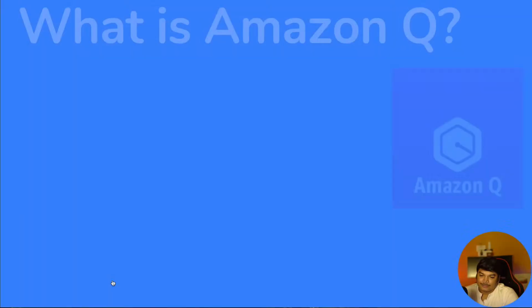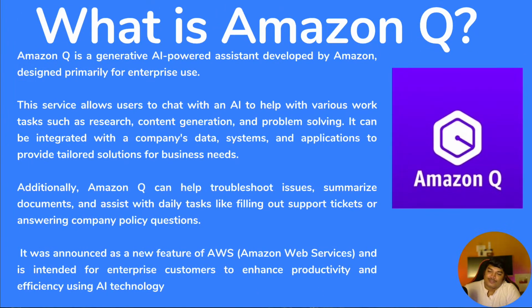Now, the very first thing: what exactly is Amazon Q? Let's go with the definition first, and then I will explain in easy language what exactly it is and how we can utilize it in our day-to-day life. First, Amazon Q is a generative AI-powered assistant developed by Amazon, designed primarily for enterprise use and, of course, for developer usage. This service allows users to chat with an AI to help with various work such as research, content generation, and problem solving, and it can also be integrated with any company data, systems, and applications to provide tailored solutions for business needs.